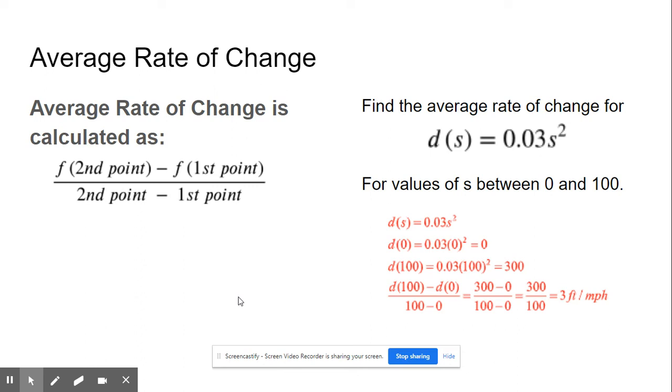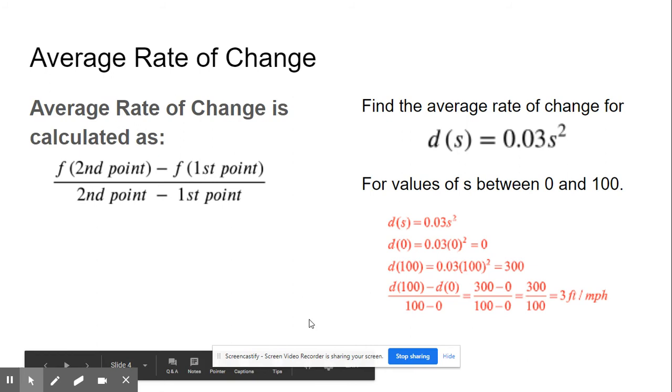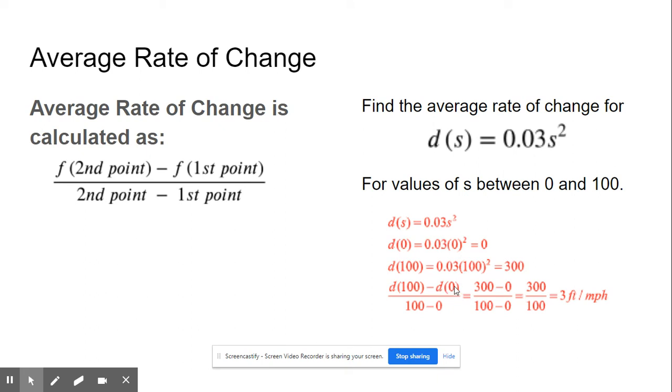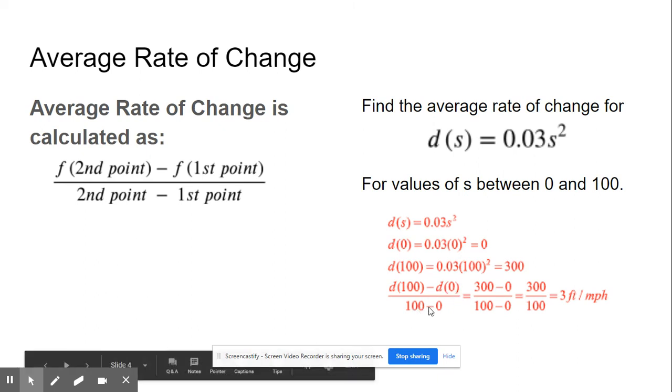So d of 100 minus d of 0 over 100 minus 0. So this is the value of the function at the second point minus the value of the function at the first point divided by the second point minus the first point. You get 300 minus 0 over 100 minus 0. 300 over 100 equals 3 feet per mile per hour in this case.